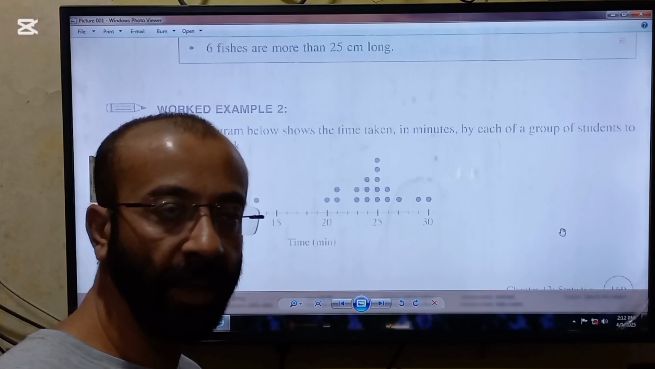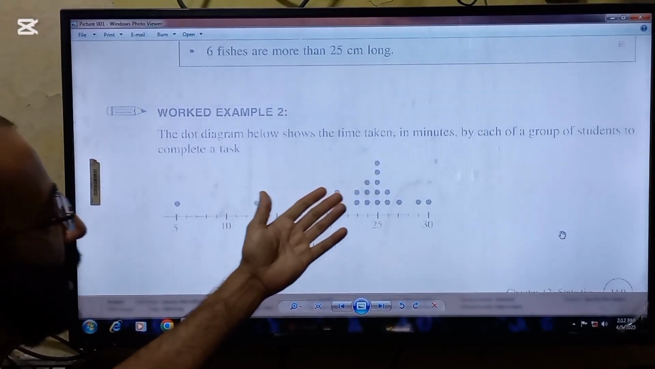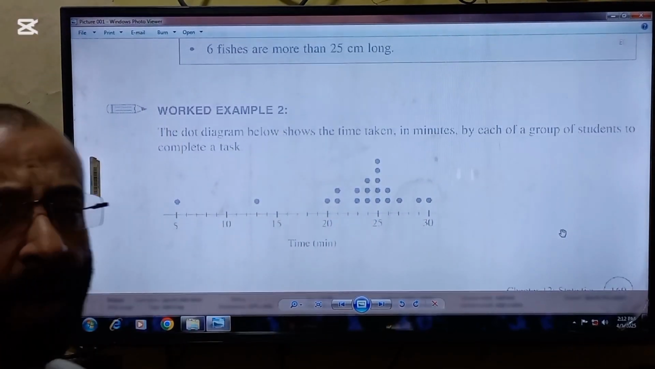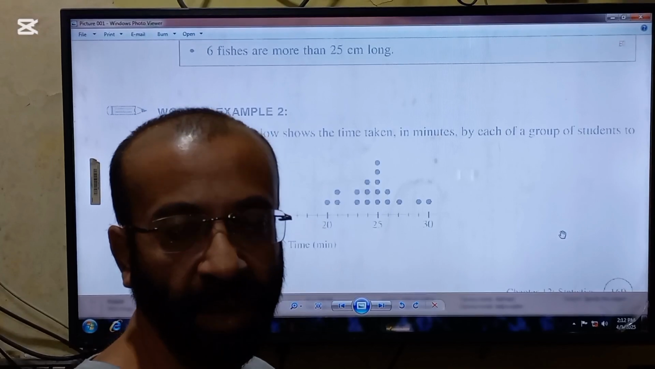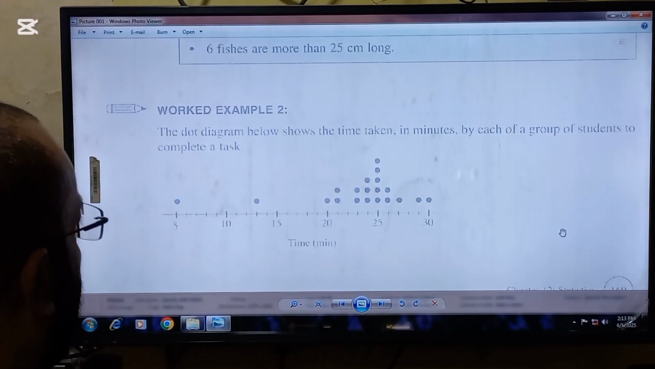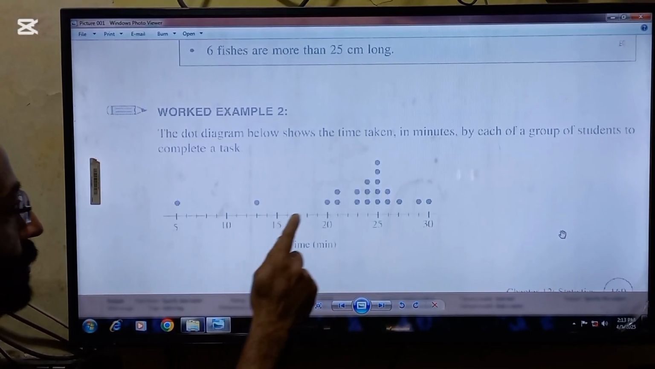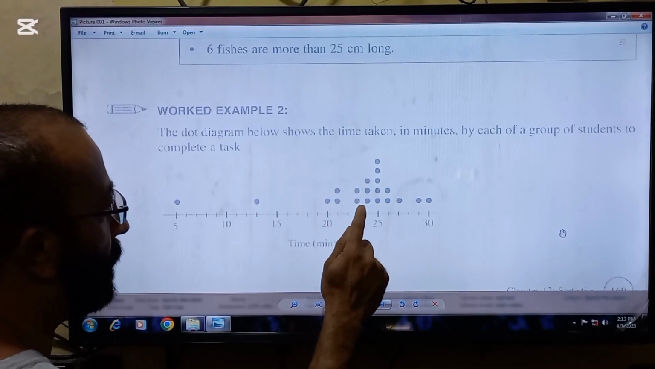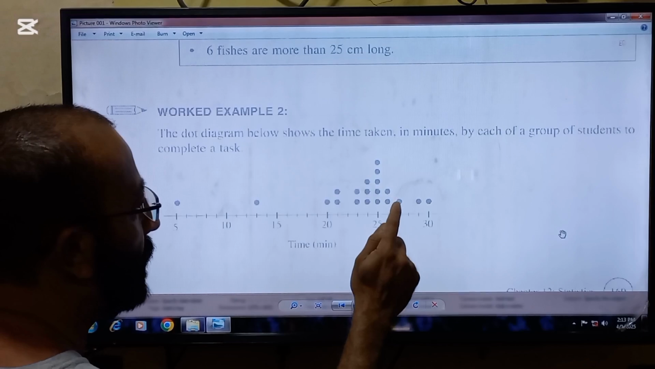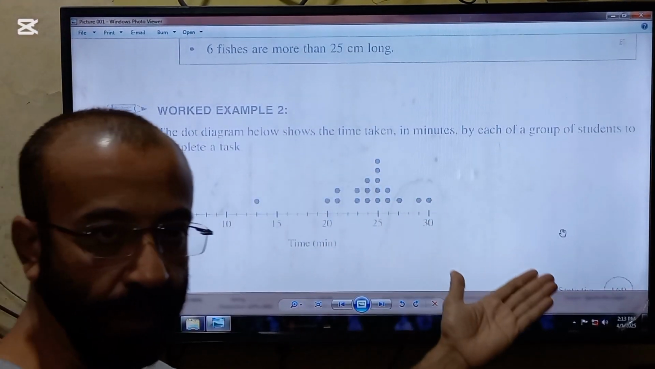Okay, here is another question to understand this topic more. The dot diagram below shows the time taken in minutes by each of a group of students to complete a task. For example, the first requirement is how many students are there in the dot diagram. So you have to count the dots: 1, 2, 3, 4, 5, 6, 7, 8, 9, 10, 11, 12, 13, 14, 15, 16, 17, 18, 19, and 20. So in total, there are 20 students.